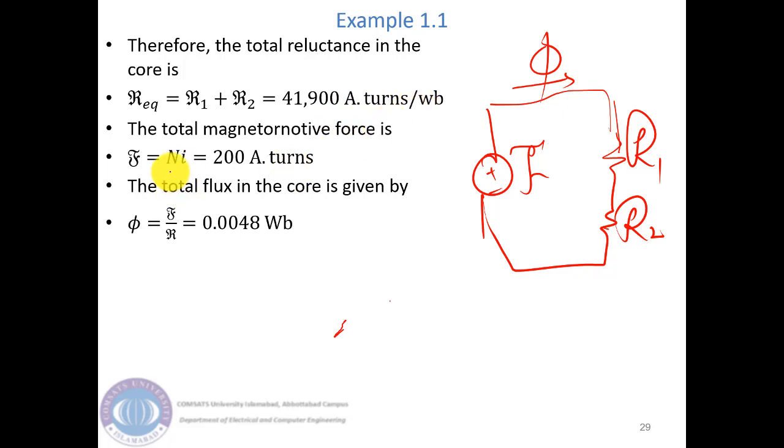And the current I is 1 ampere. So the magnetomotive force will be simply Ni, which is 200 ampere turns. So again, simply by using the relation phi is equal to magnetomotive force F divided by reluctance R, it comes out to be 0.0048 Webers. I hope you have understood all these concepts we have studied so far.